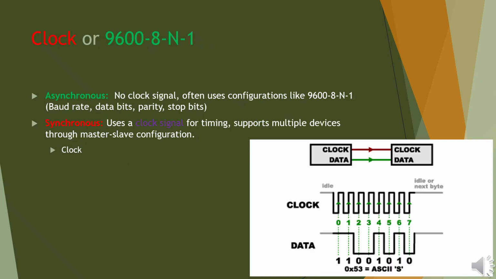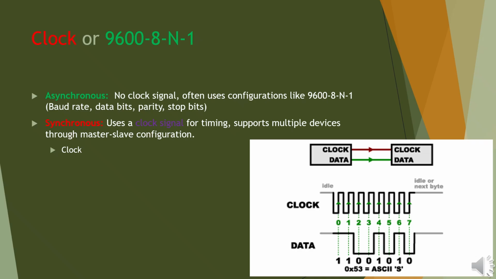This configuration, 9600 baud, 8 data bits, no parity, and 1 stop bit, is one of the most common setups used in serial communication. It represents an asynchronous mode, where both devices rely on their own internal clocks rather than sharing a common clock line.